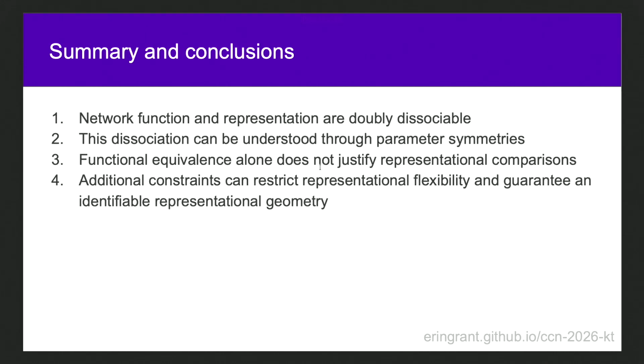Okay, with this I would like to summarize. Network and functional representation are doubly dissociable in two-layer linear networks. This dissociation can be understood through parameter symmetries. And functional equivalence alone does not justify representational comparisons, but we have to add additional constraints that restrict the representational flexibility to guarantee that our representational geometry is actually identifiable.